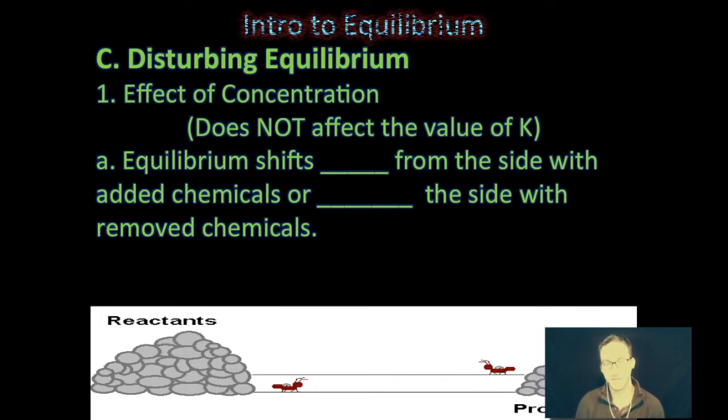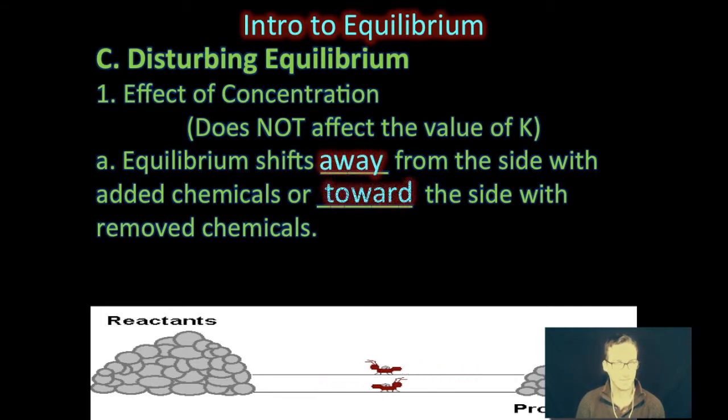So the first thing to think about when it comes to stresses is that we can affect the concentration. We can add things, take things away. Keep in mind though, this is not going to affect the value of K. Even though you may be adding reactants or adding products, it's going to shift so that the ratio between those two things comes back to the original constant value. So in general, keep in mind equilibrium is going to shift away from the side with added chemicals or toward the side with removed chemicals.